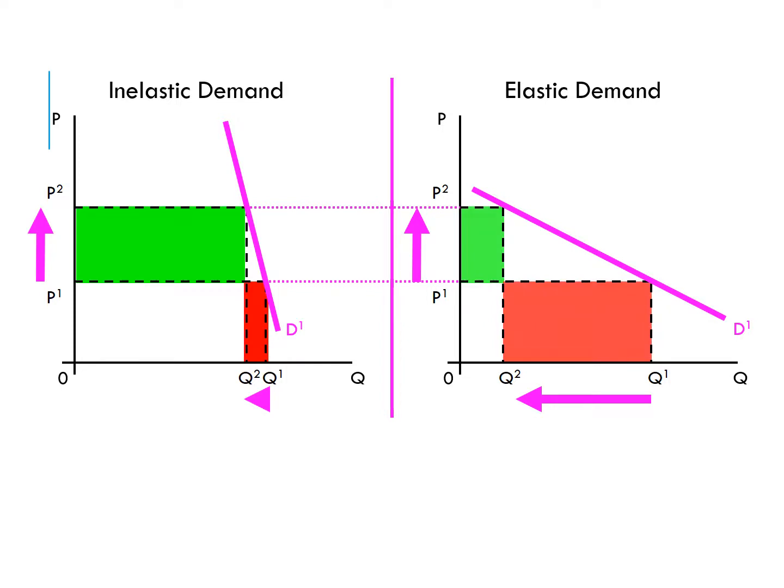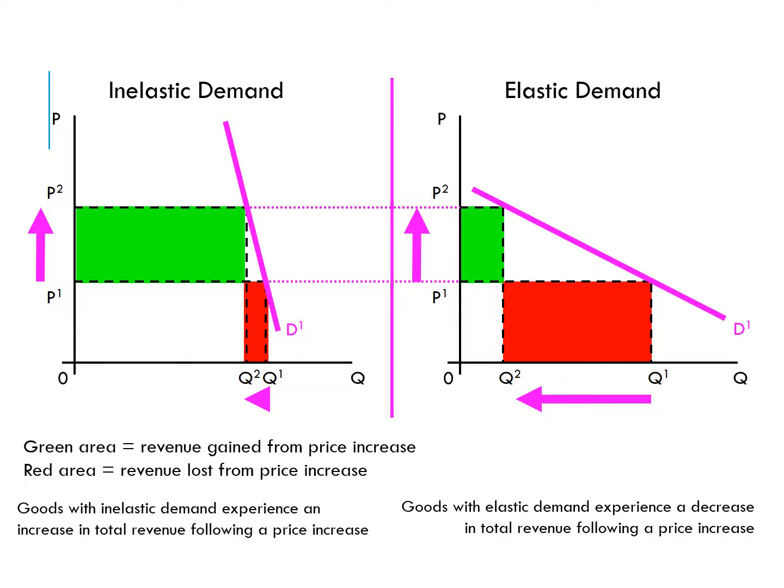So on the left-hand side, the green area indicates the extra revenue the business would receive, and the red area indicates the lost revenue. And we can see when there's price inelastic demand, the increase in revenue from a price rise is much bigger than the revenue that's lost. When we have price elastic demand, the increase in revenue is much smaller than the loss of revenue. So overall, on the left-hand side, this business has gained from raising its price, whereas on the right-hand side, this business has lost. It's got a smaller revenue from raising its price.